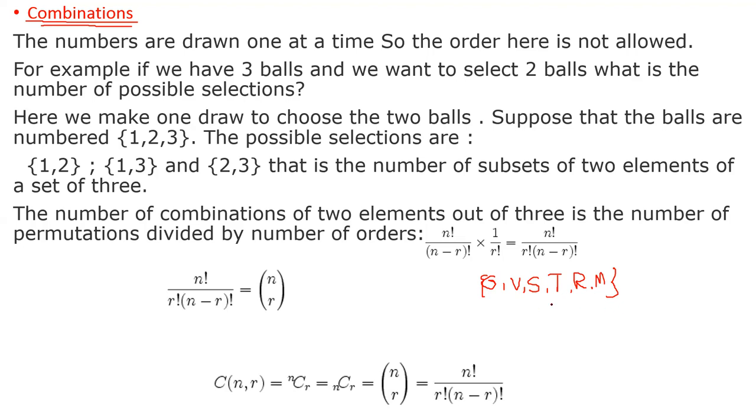So I can choose George Vanna, George Suzanne, George Talin, George Ruby, George Marianne. Or Vanna Suzanne, Vanna Talin, etc. Here the order is not important. While in the previous, you know that the phone number, for example, 276 is different from phone number 762. The order is important in permutations. In combination, the order is not important. So when I need to form a subset or a group in which the order is not important, we call it combination.